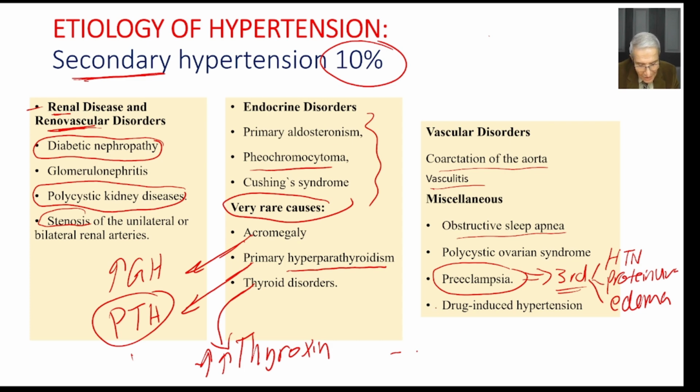The final point here, a very important point: medication may induce hypertension. We have drug-induced hypertension. This is a very important topic. Therefore, when you have a patient, you have to take the drug history from your patient. Does the patient take any medication? And this medication may cause hypertension.